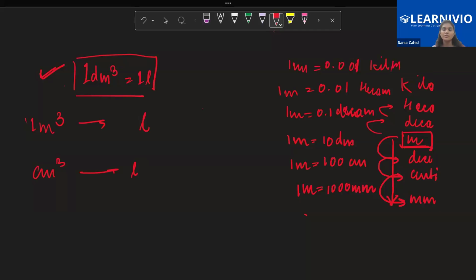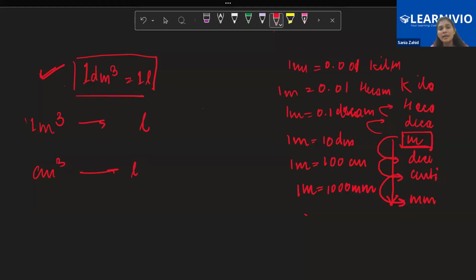Okay? Yes, ma'am. This table, children, will you learn? Just learn the series. Kilo, hecto, deca, meter, deci, centi, milli. Meter is in between, 3 upwards, 3 downwards. If you're going down from meter, you multiply. If you go above from meter, you divide. Is this part clear or not?